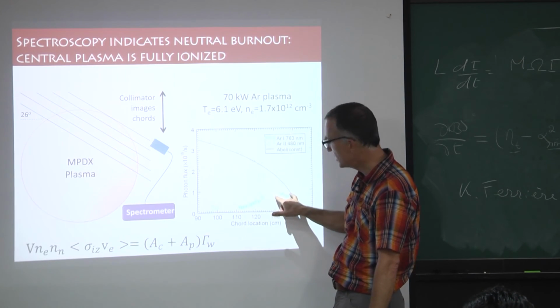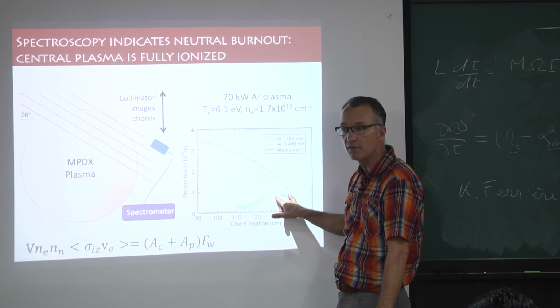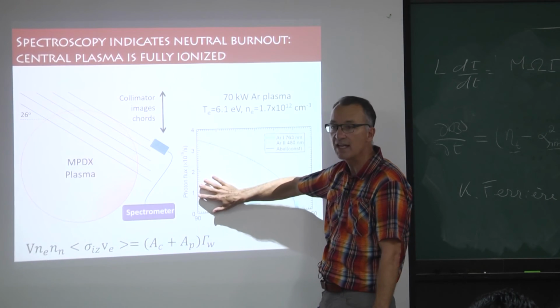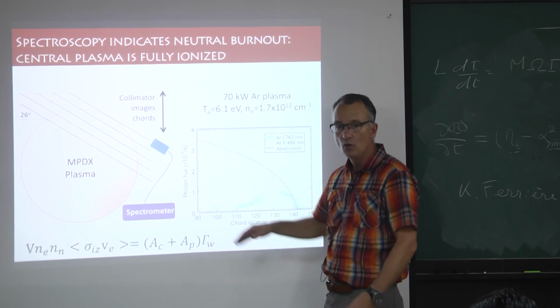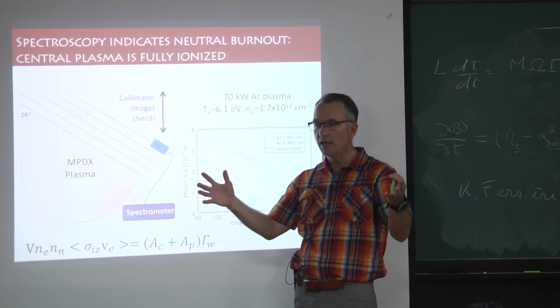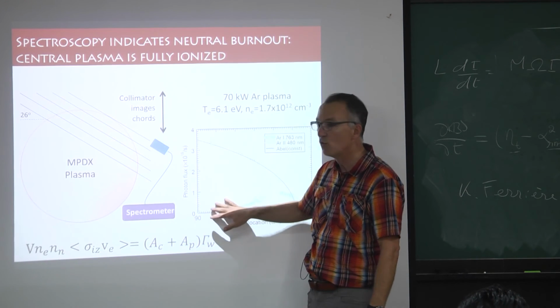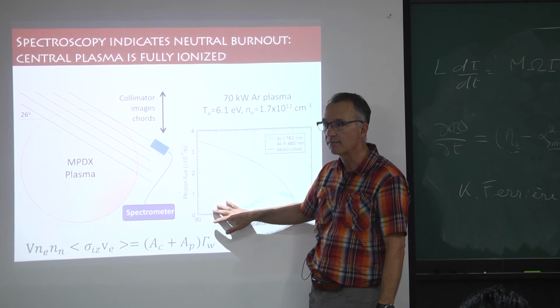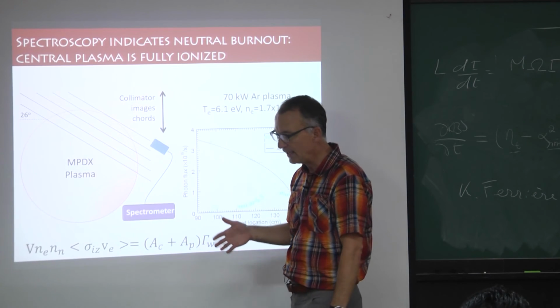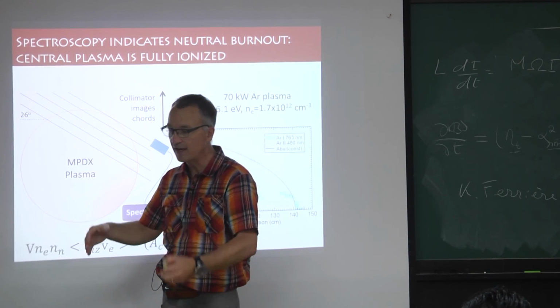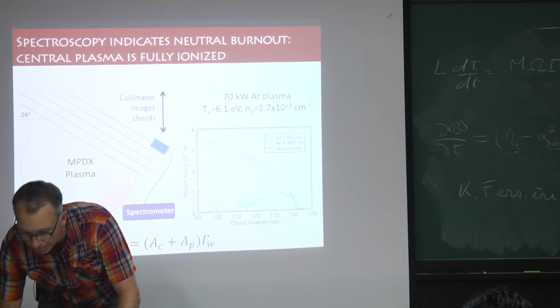The characteristic distance over which they become ionized is several tens of centimeters, and this plasma is fully ionized. And so one of the neat things about going to a much bigger experiment is that the ionization fraction has become basically 1 in these bigger plasmas. And that's the effect that I wanted to show. Okay?